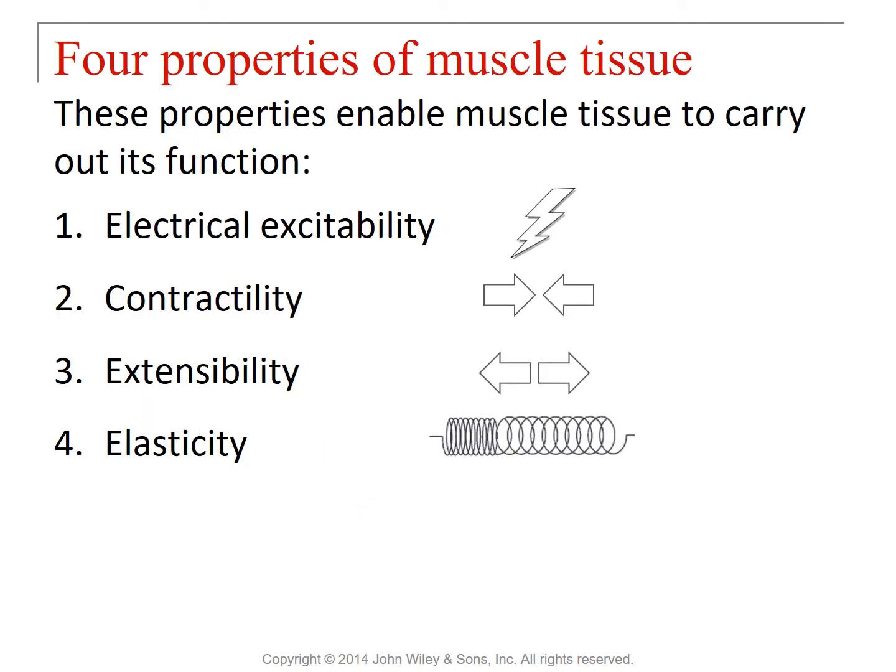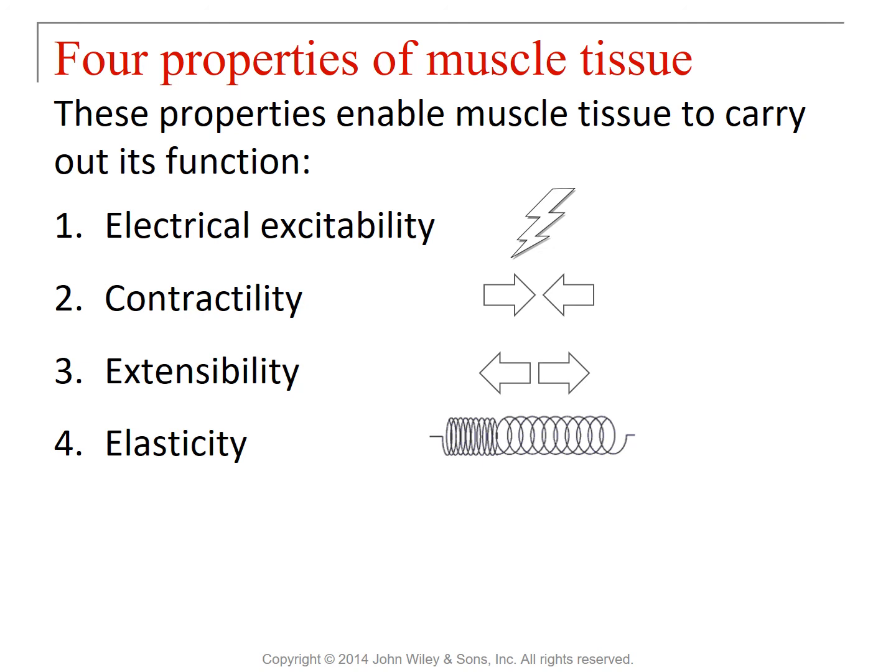Okay, so there are 4 properties of muscle tissue that enable it to carry out its function. One is electrical excitability. This means that there is a current that is present across the membrane. So it's the membrane of muscle tissue that has a difference in charge between the inner and outer membrane. This electrical excitability is basically the reason why tasers work.